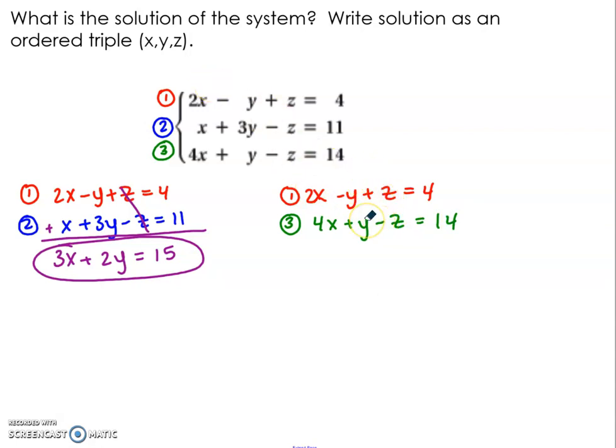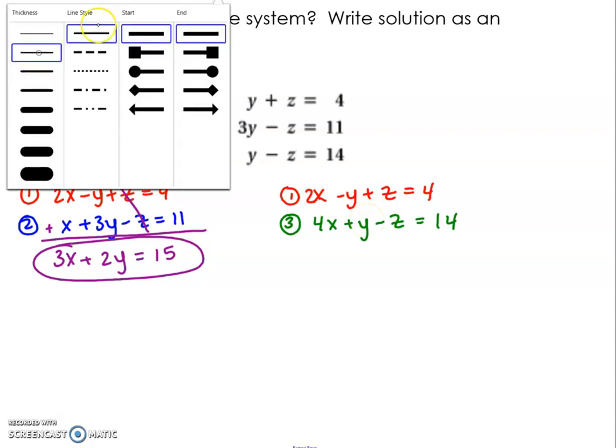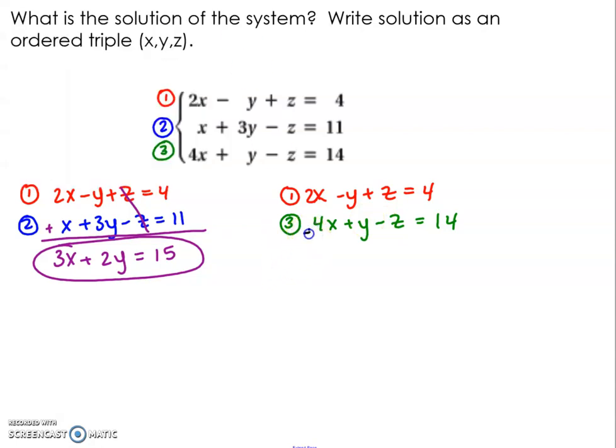The z's have the same number coefficient of 1. They have opposite signs. So we're going to go ahead and just add this straight down. 2x and 4x is going to give us 6x. Negative y and y, so that's going to get eliminated. We didn't try to eliminate the y, but it ended up happening, which is okay. Z minus z is going to cancel out as well. So when this happens, 4 and 14 is going to give us 18.